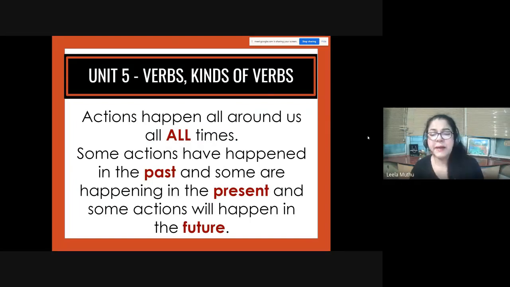So actions happen all around us at all times. Some actions have happened in the past, some are happening at the moment, and some will happen in the future. These are called tenses, which we will be learning in another unit. Okay, this is just so that you know the difference between a verb and tenses and stuff like that. It's a very basic slide which I made so that it can give you a very basic and brief idea about tenses as well.